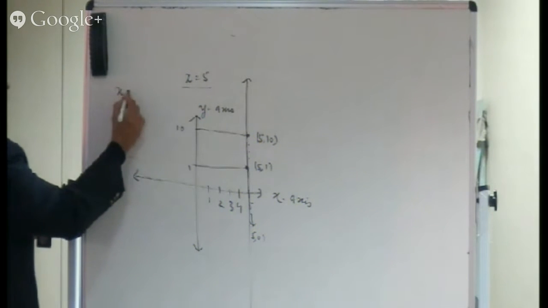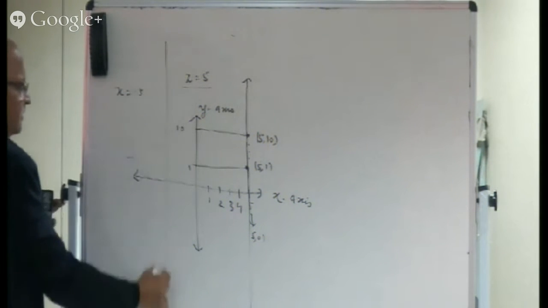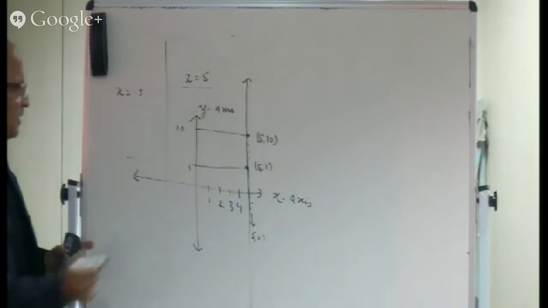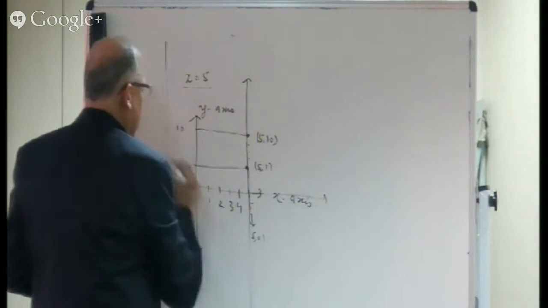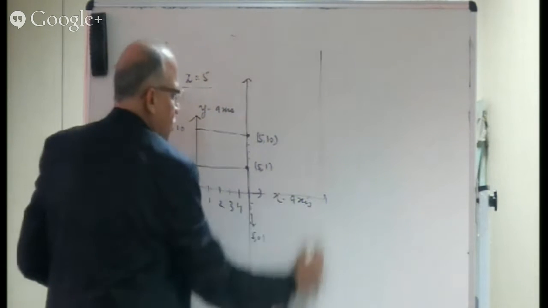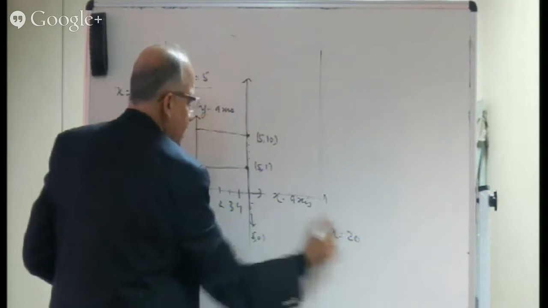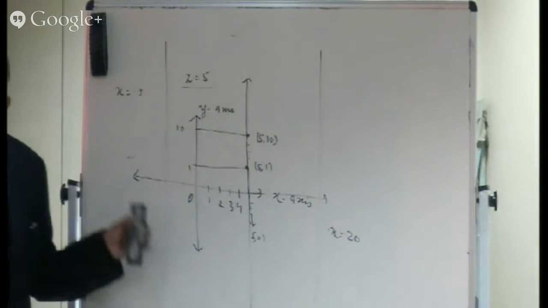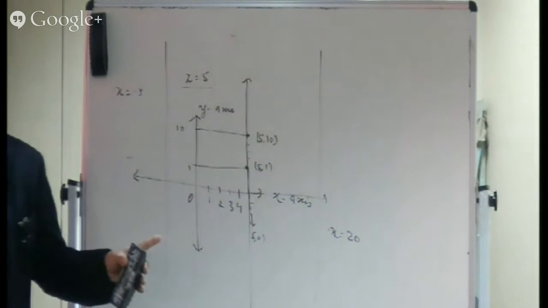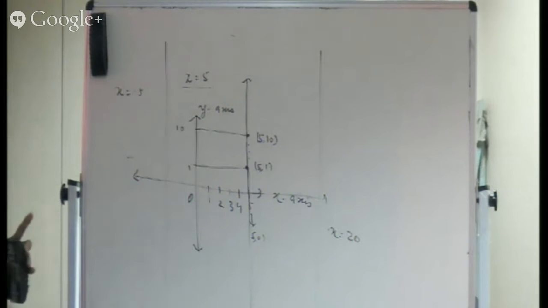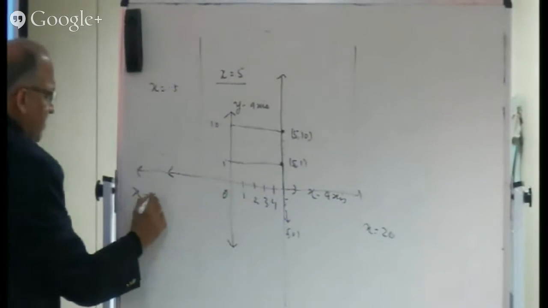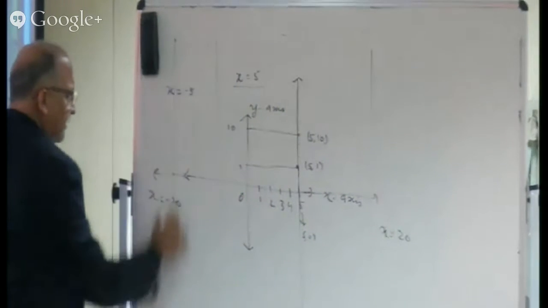Similarly, x equal to minus 5. Now you can draw any line like this. Where will x equal to 6 be? At a distance 6 from this. x is equal to 20 will be at a distance 20 from the origin on the right hand side of the y-axis. Similarly, x equal to minus 20 will be somewhere on the left.